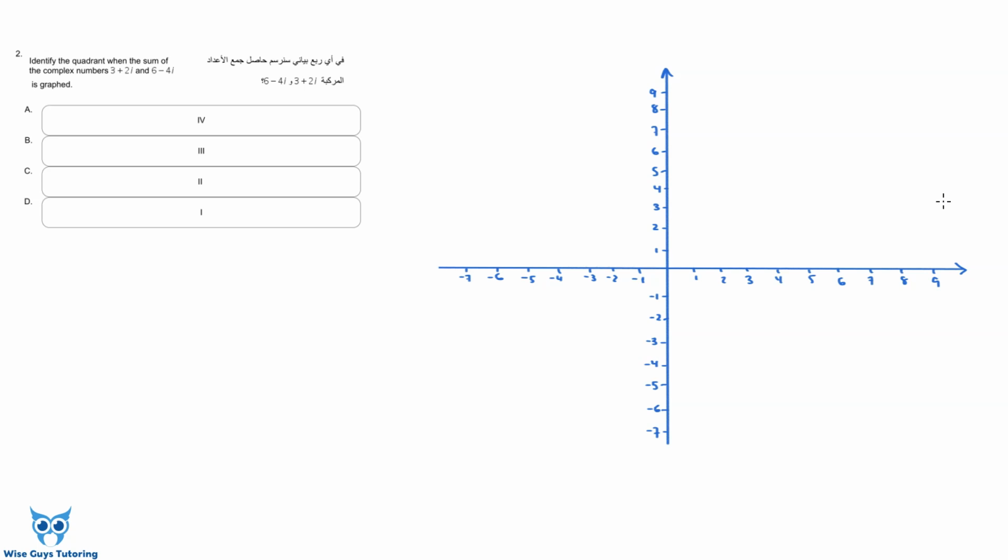It says identify the quadrant when the sum of the complex numbers 3 + 2i and 6 - 4i is graphed. So first let's talk about what a complex number is, right? So usually we denote it by z. We say z = a + bi. This is the real part. So we call these real numbers, and basically that's just any digit that you see. In this case we have 3 and we have 6.